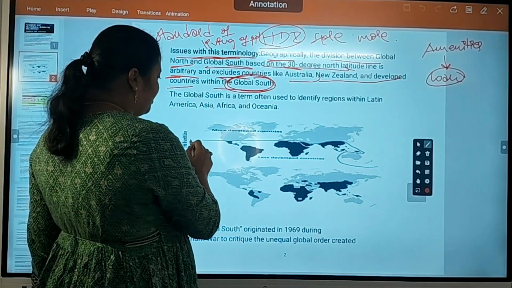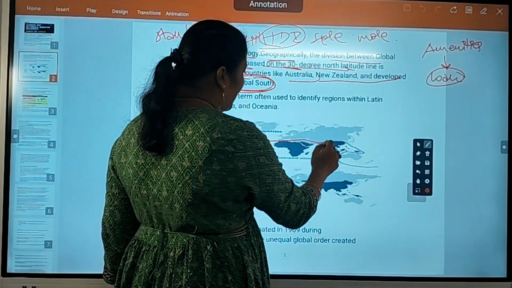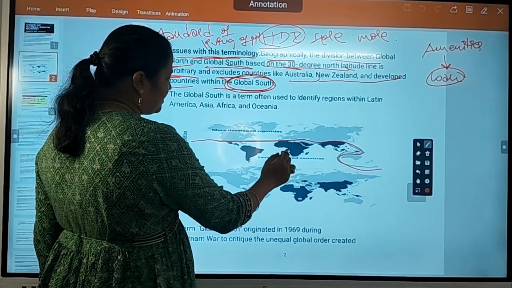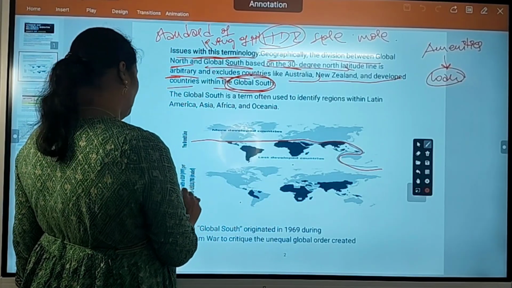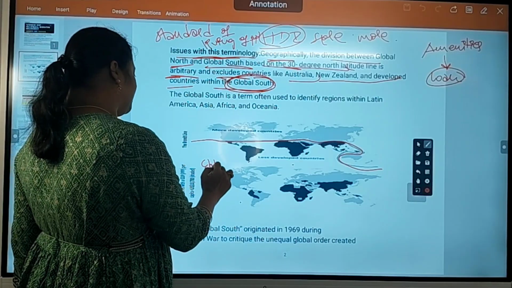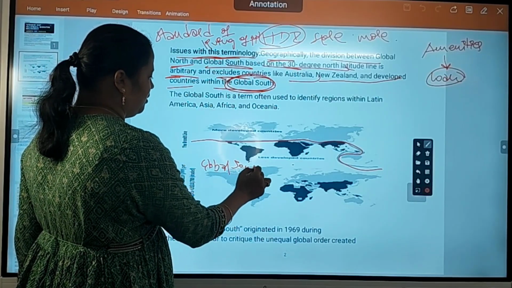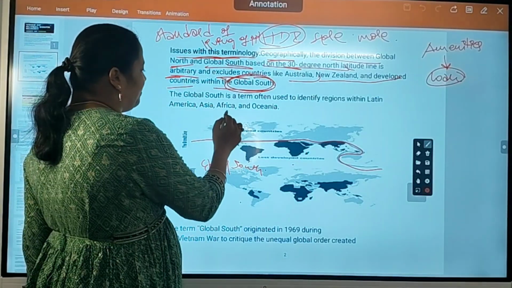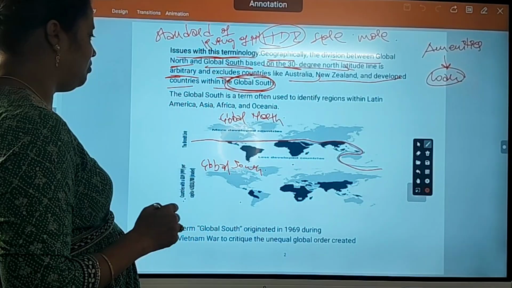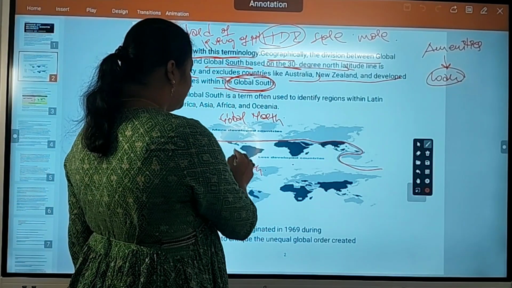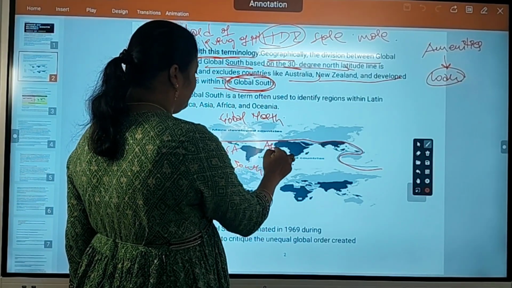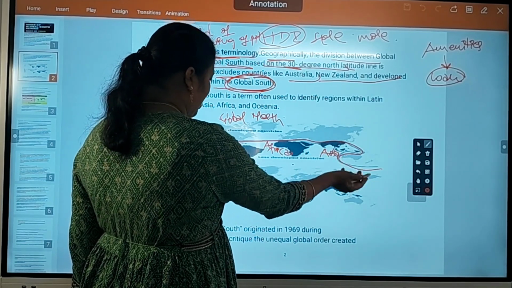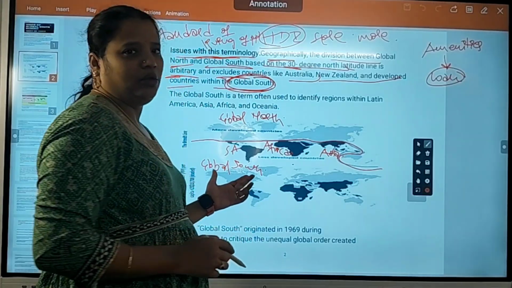But the imaginary line in the world map, you can see here, all less developed countries will come into Global South, and all more developed countries will come in Global North. Here you can see South America, Africa and half part of Asia is there. All these come into Global South.